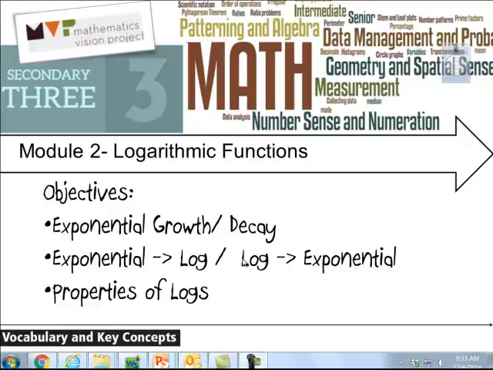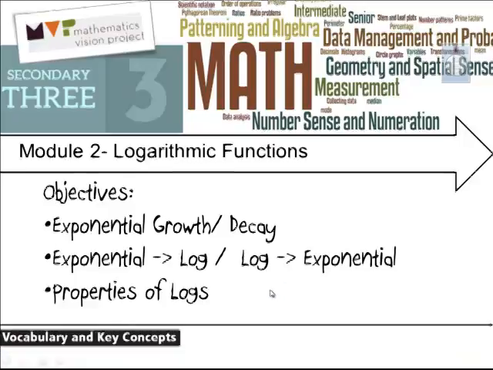So it's really important to be able to go back and forth from exponential to logarithmic and from logarithmic to exponential. I promise I can talk. And then we're going to be using the properties of logarithms. Okay, so let's get started.